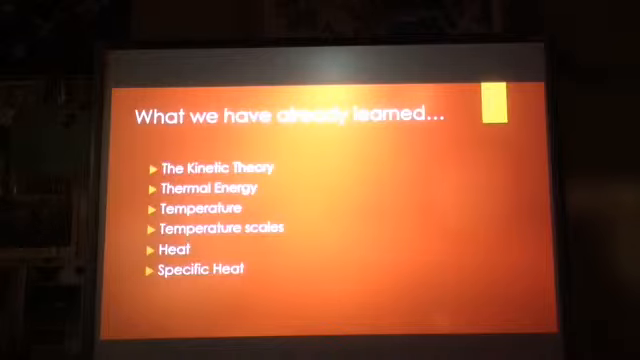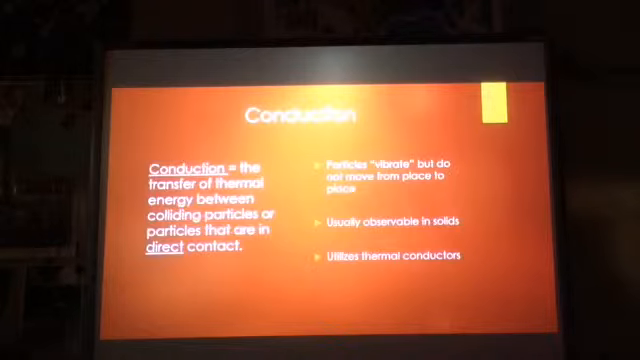Specific heat is the amount of energy needed to raise 1 kilogram of an object 1 degree Celsius, or Kelvin. Which brings us to conduction. Conduction is a transfer of thermal energy between colliding particles, or particles that are in direct contact. We underline the word direct because that is actually important with this one.